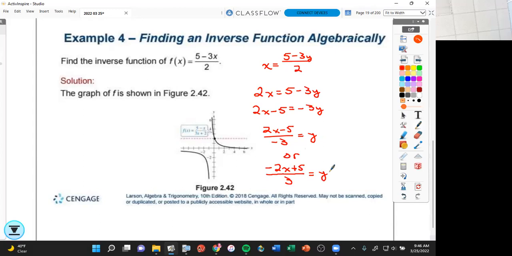Because I don't like having a negative number in the denominator. Okay. So how did I do that? I multiplied the top and the bottom by negative 1. Is that legal? Multiplying a fraction by negative 1 over negative 1? Because negative 1 over negative 1 is 1. Okay.